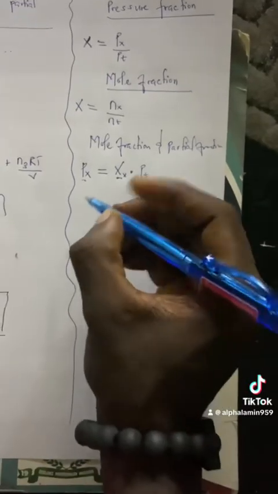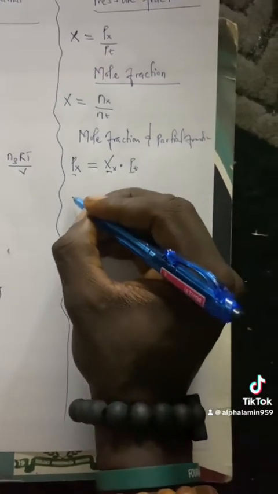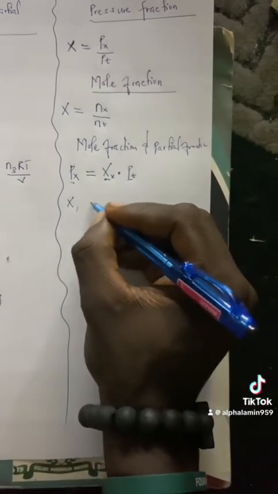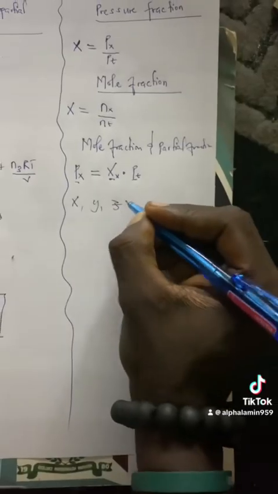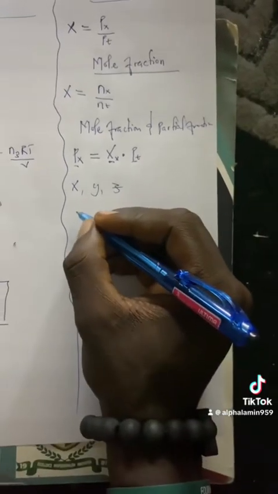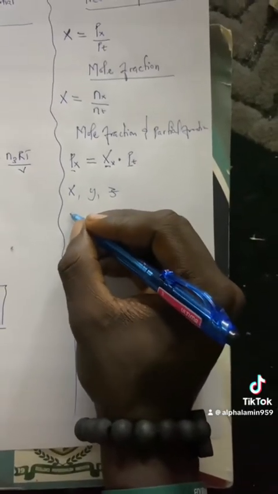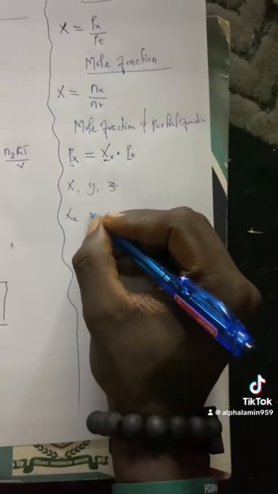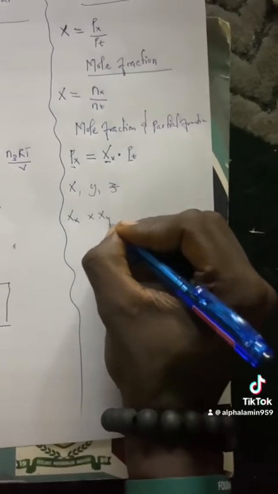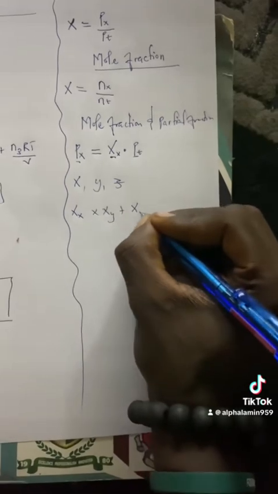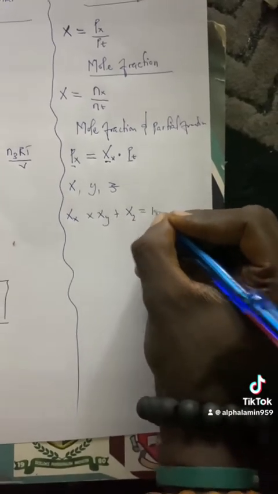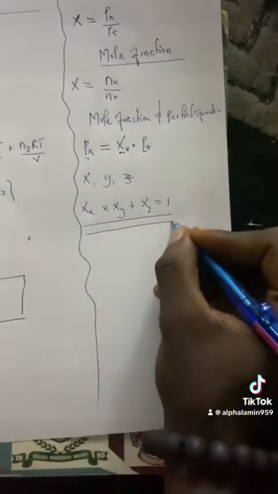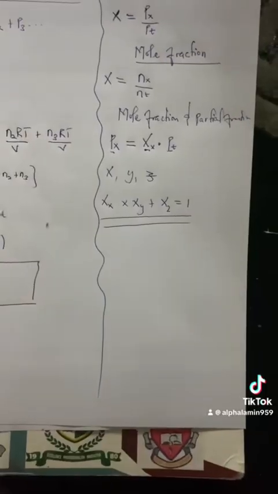And we must also know that for a mixture of gases, let's say we have gas X, gas Y, and gas Z, you should always know that the mole fraction of X plus the mole fraction of Y plus the mole fraction of Z must always be equal to 1. This is another key concept that you need to understand.